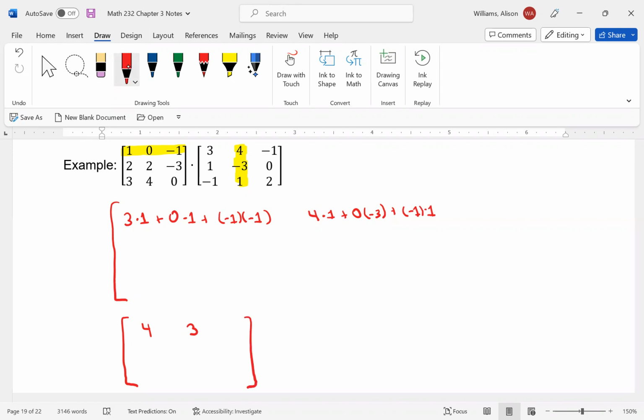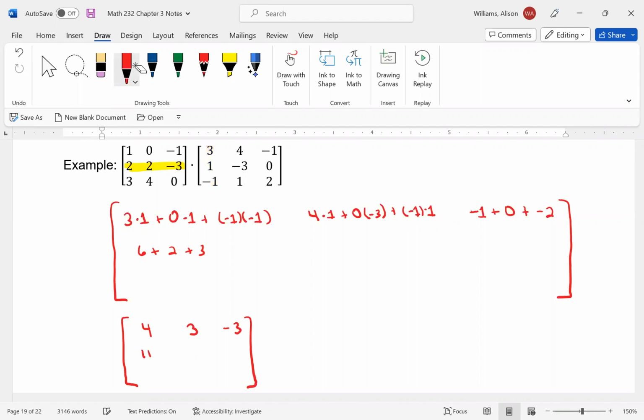All right, next column. 1 times -1, that's going to be the first one. And is it okay if I go ahead and start just actually multiplying? So 1 times -1 is -1 plus 0 plus -2, which is going to come out to -3. All right, next one. So now I'm going to start second row, first column. So that's going to be 2 times 3, which is 6, plus 2 times 1 is 2, plus -3 times -1 is 3, which is going to be 11.